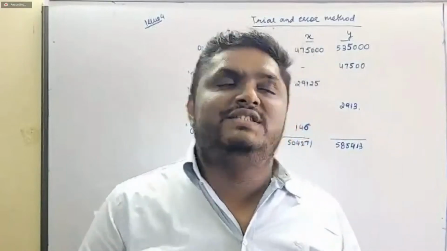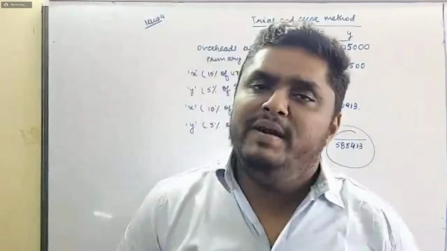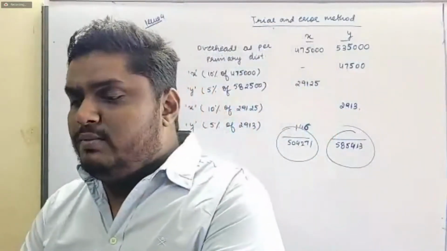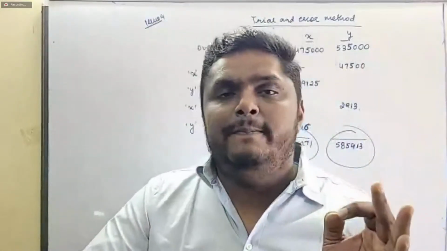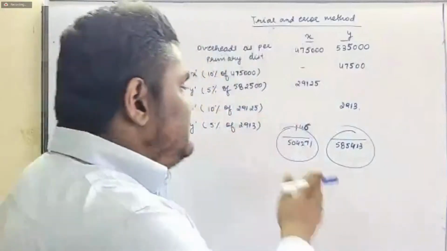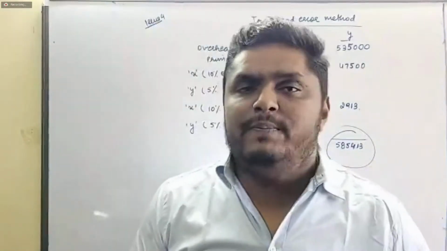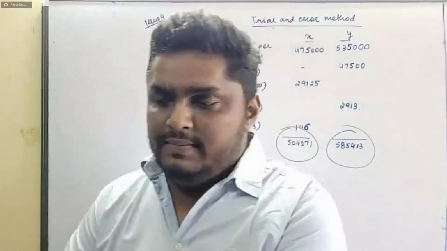Now we can easily distribute the overheads of X and Y among the three production departments, that is A, B, and C. So this is all about the repeated distribution method, wherein we will first calculate the overheads of X and Y, and thereafter, once this calculation is over, we'll directly distribute it to the production departments, that is A, B, and C, just like the simultaneous equation method.